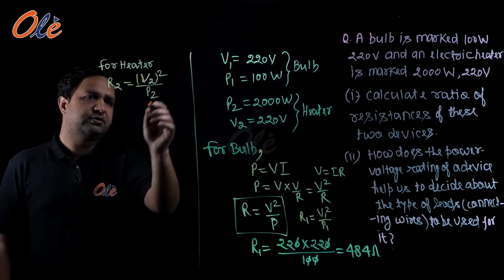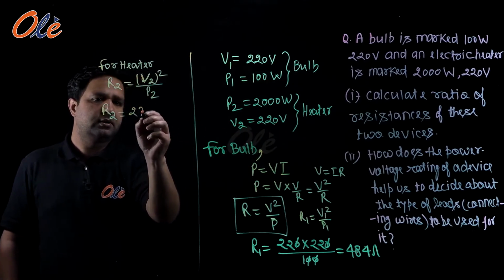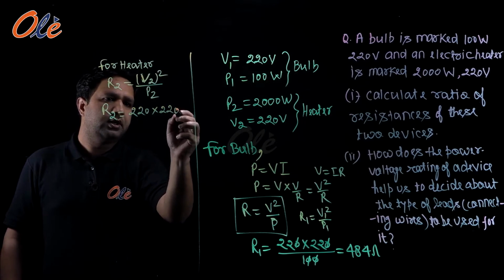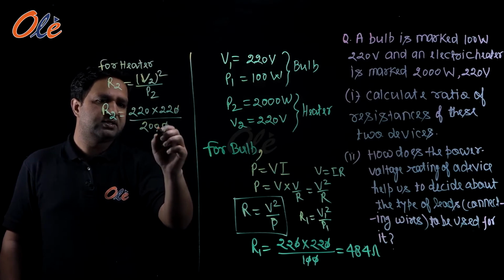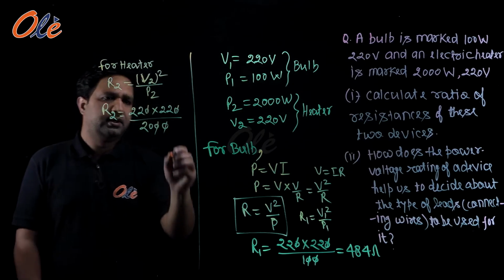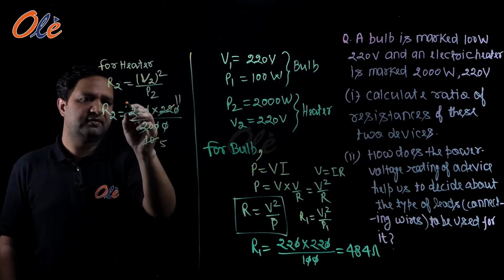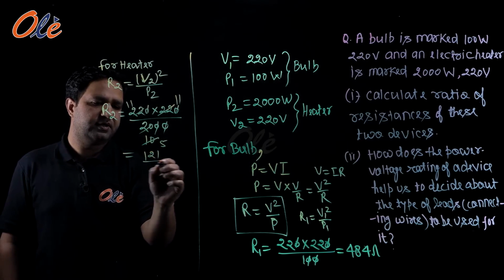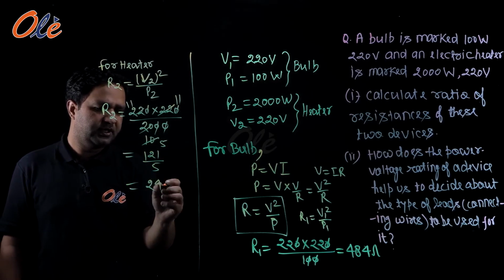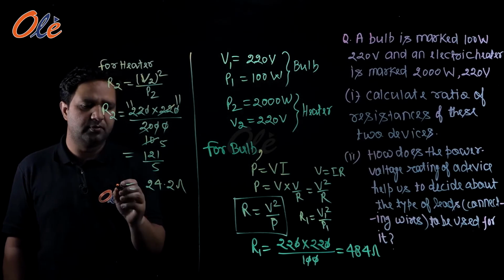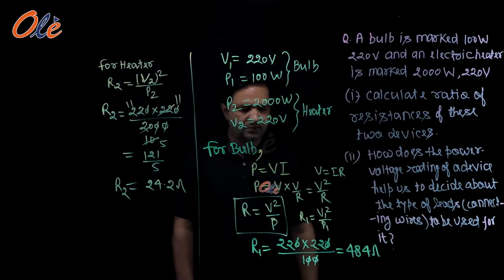Here R2 is equal to V2 square upon P2, so R2 is equal to 220 multiplied by 220 upon P2 which is 2000. This 0 will be cancelled out, this 0 will be cancelled out. 11, 2 5s are 10, 11. 121 upon 5. 5 2s are 10, 5 4s are 20, 5 2s are 10. 24.2 ohm. This is R2. Okay. So, is it right?